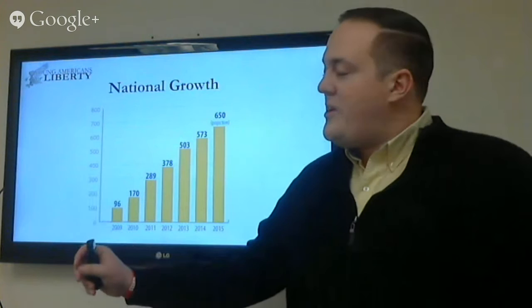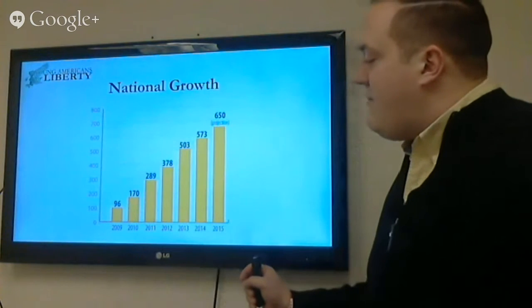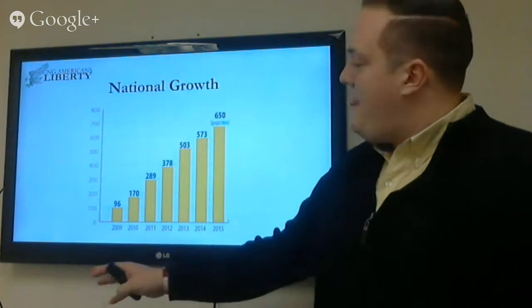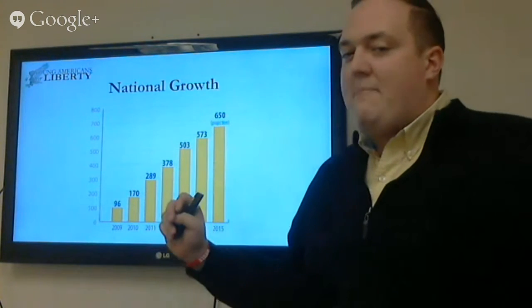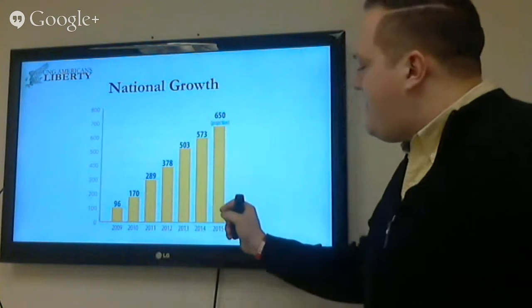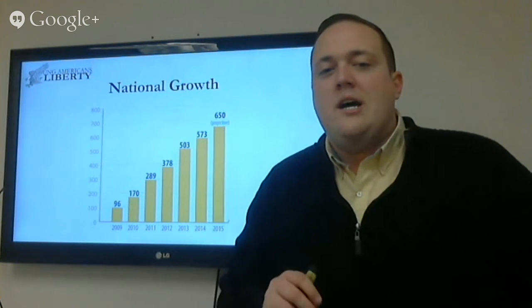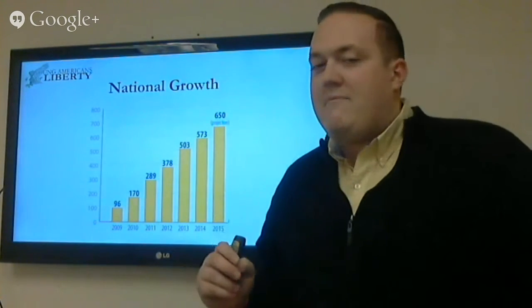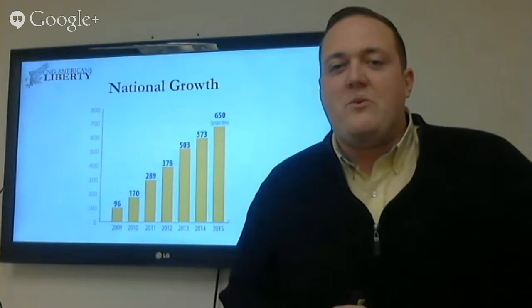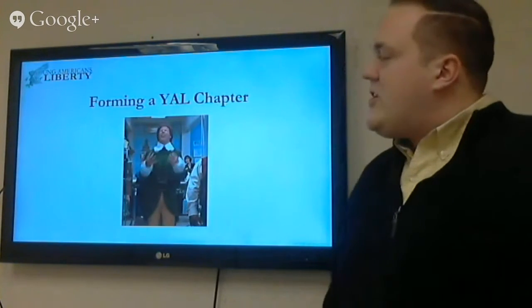Take a look at our national growth. We started back in 2009 following Ron Paul's presidential campaign, morphed into Young Americans for Liberty. We had less than 100 chapters. Today we are at 580 chapters, actually 582 as of this morning. And we're projecting to get to 650 chapters by the end of this year, come the fall semester, come New Year's 2016. We want to hit 650 chapters. Pretty awesome goal to have, but we think we'll get there. Liberty's a popular thing, and that's what we're finding out on these college campuses. So that's Young Americans for Liberty.